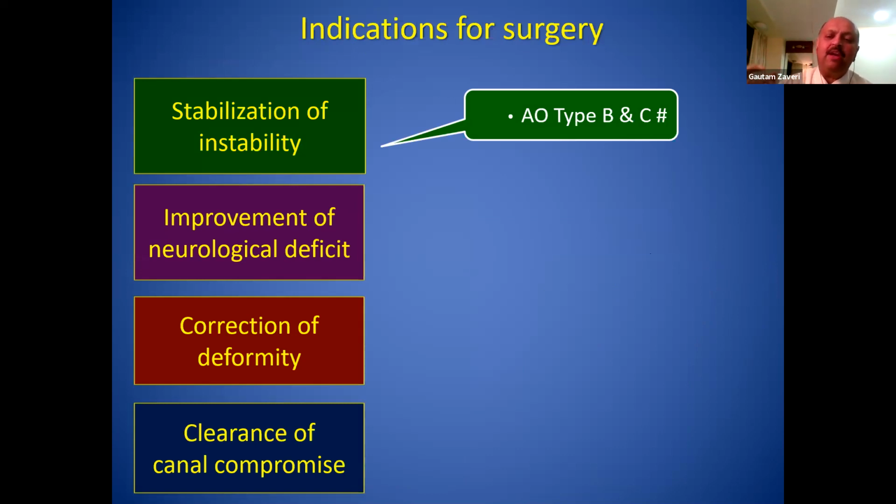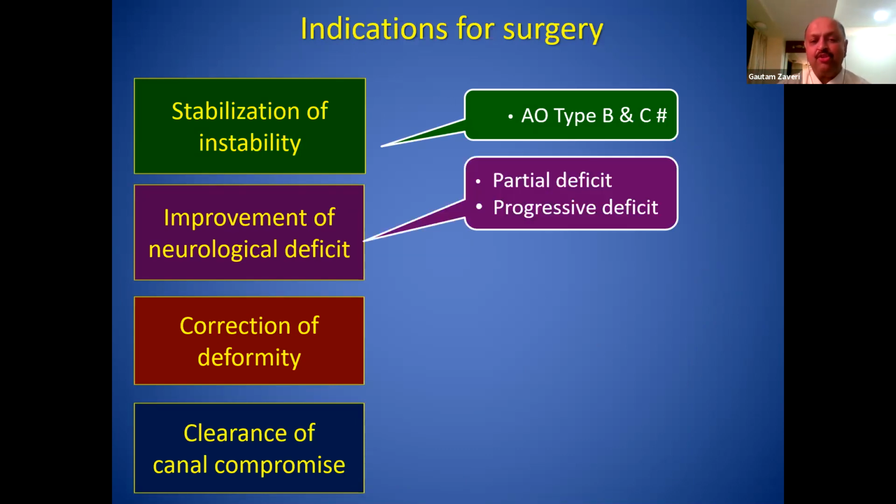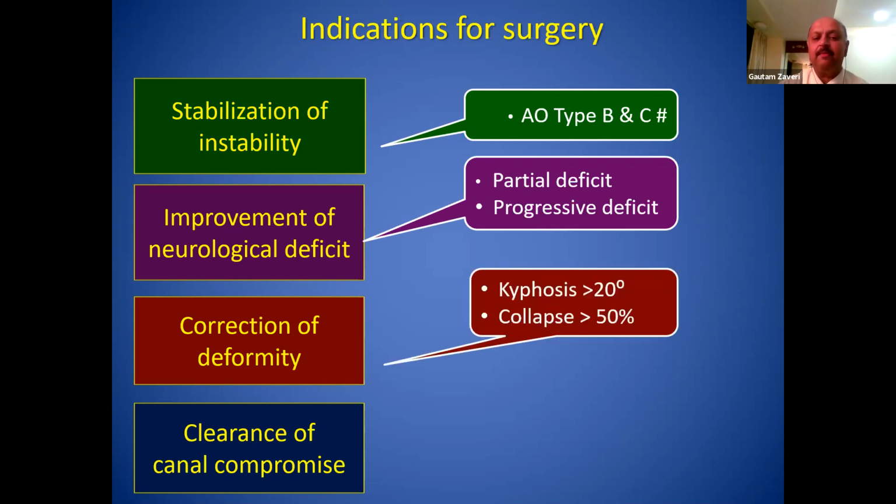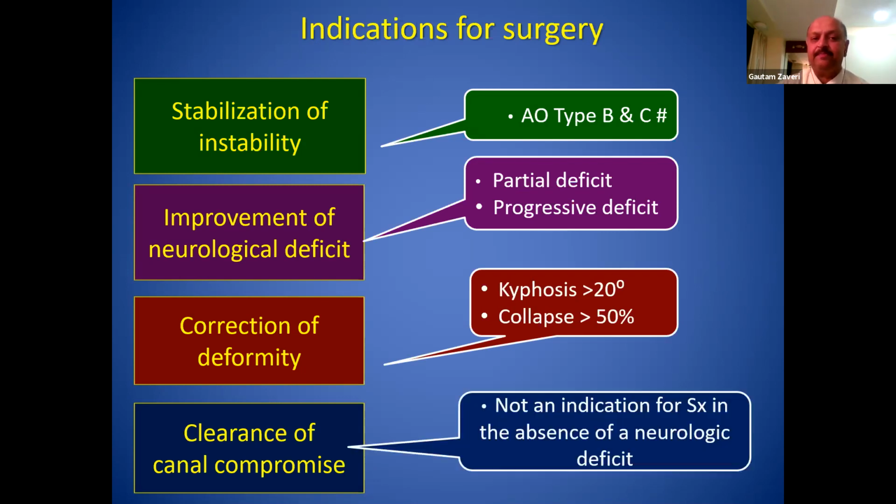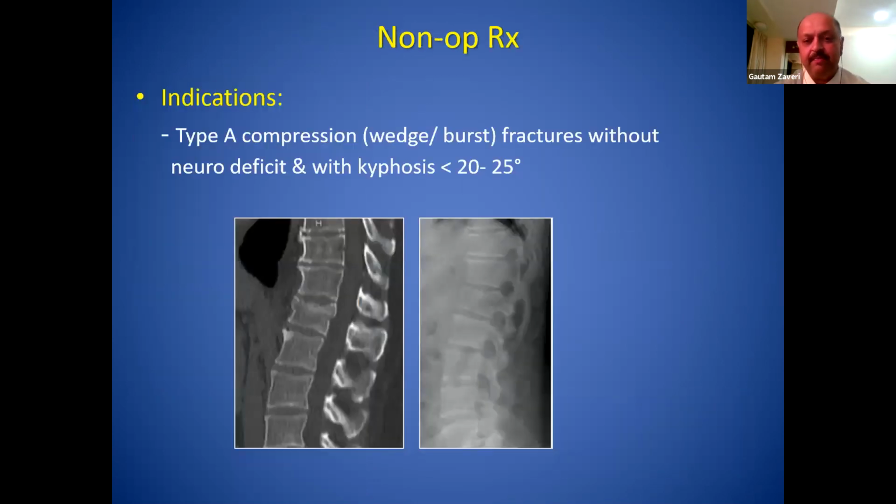That leaves behind only trying to make sense out of type A injuries. So a type A injury you operate if there is a partial deficit or a progressive deficit, if the kyphosis is more than 20 to 25 degrees or the collapse is more than 50%. Clearance of canal compromise is not an indication for surgery. What is my protocol for non-operative treatment of these injuries?